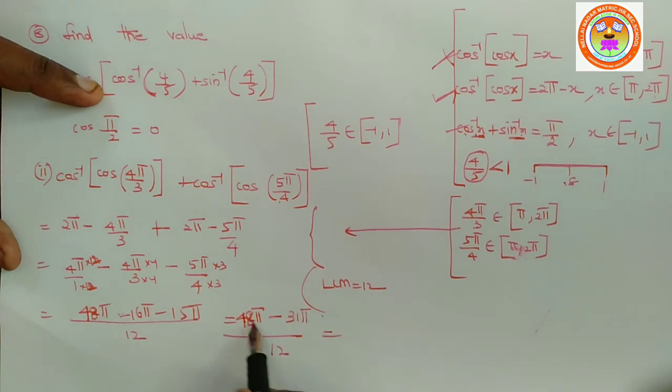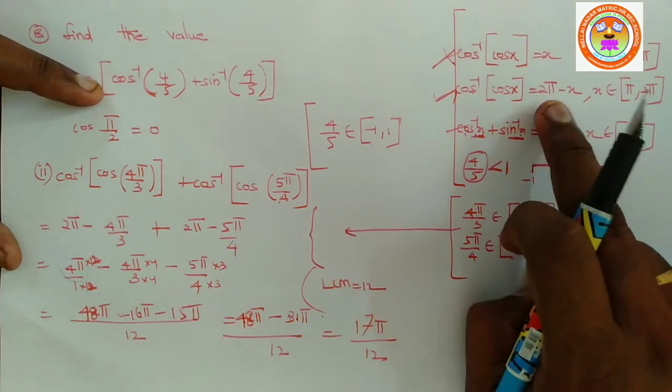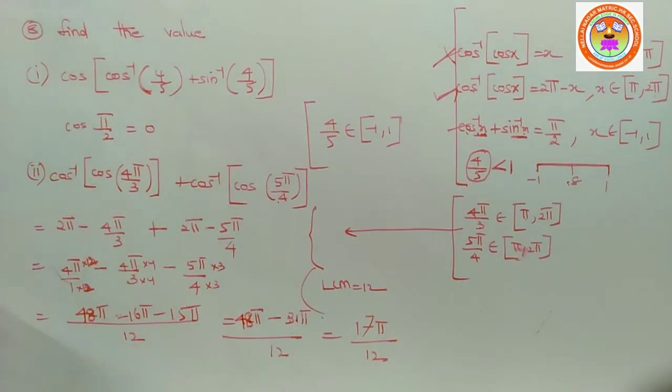So 48 minus 16 is 32, minus 15 gives 17. Pi remains. 17 pi divided by 12. This is very easy to do in this method. Using property 2, you can do this sum this way. If you are going to do it by any other method, it is very tough. With this, we are finishing this exercise.